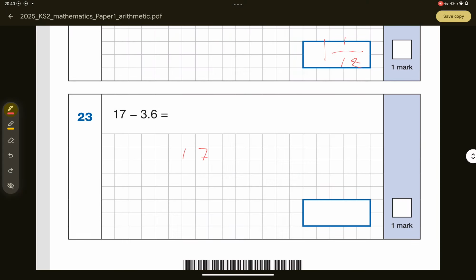17 minus 0.0, because you need that 0 there, minus 3.6. This is how you would lay it out. So that's 6, 10, 4, 3, 1, 13.4.